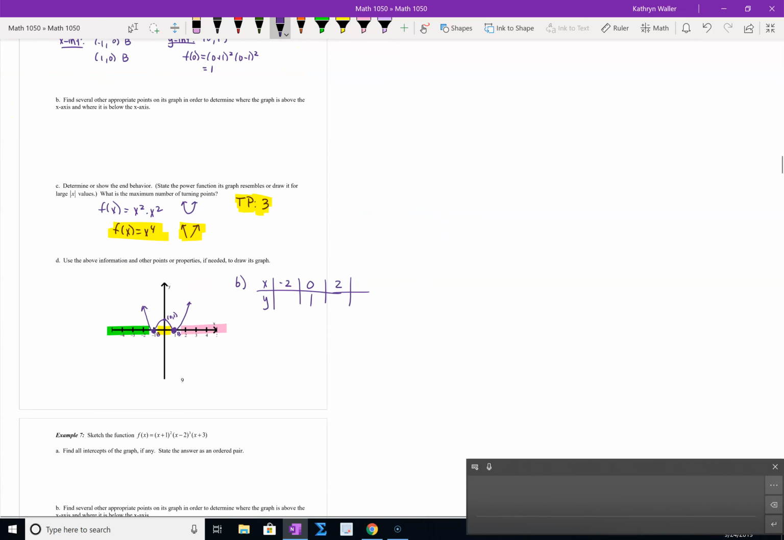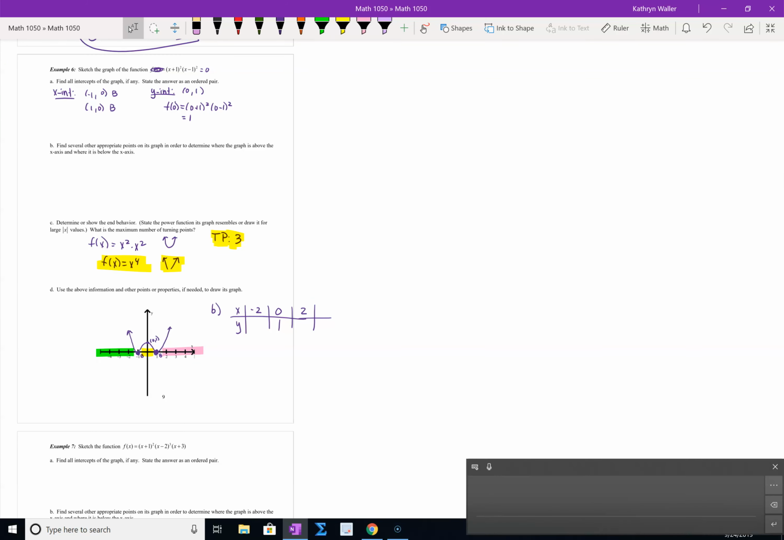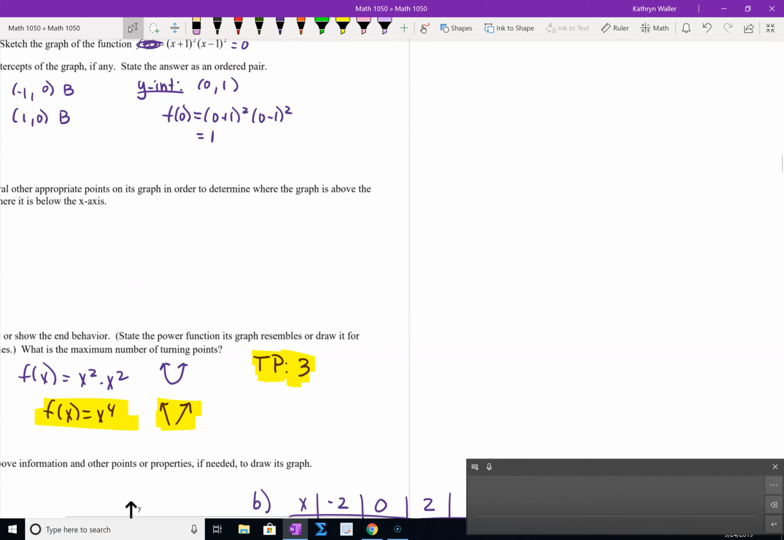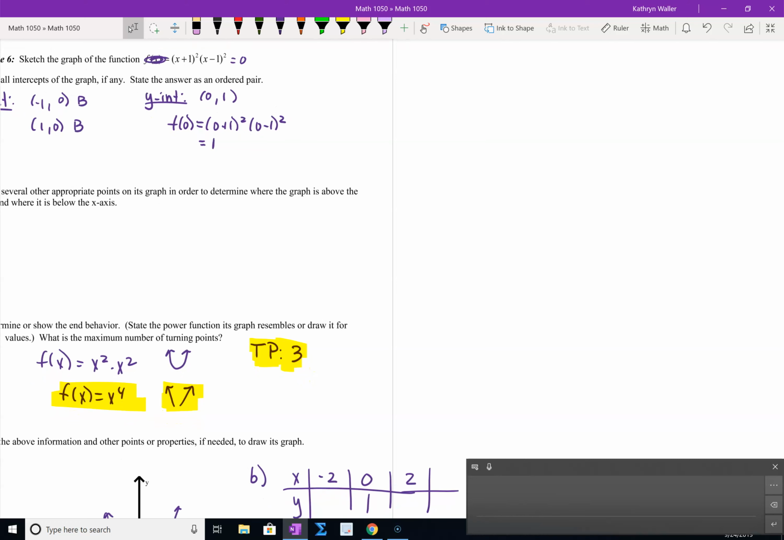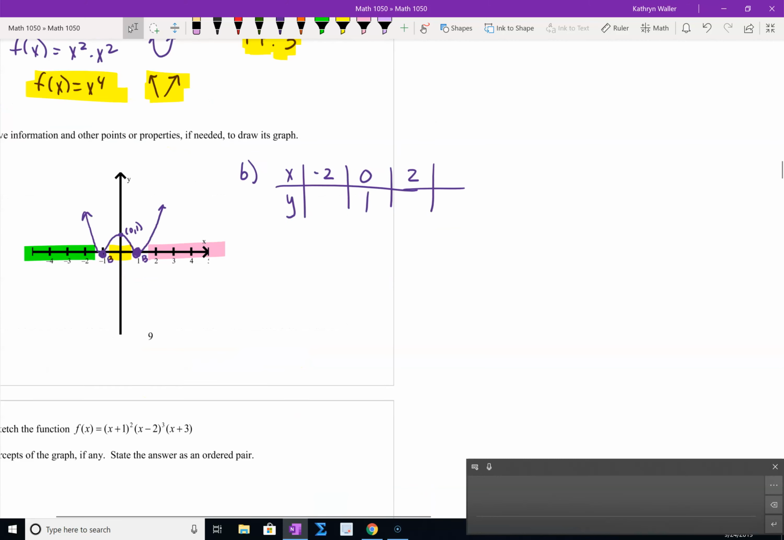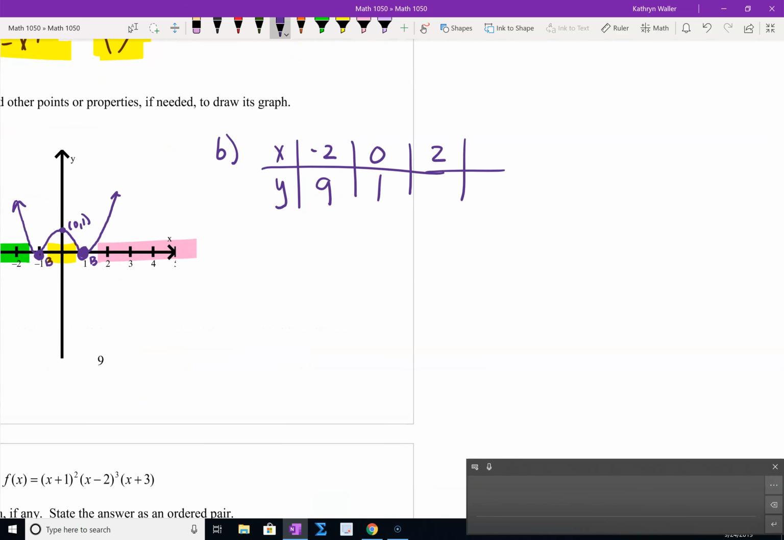Okay, now let's plug this into our calculator. So everybody go -2, store, enter, and then go parenthesis, x, enter, plus 1, close it off, squared. Parenthesis, x, enter, minus 1, close it off, squared, hit enter, and I got a 9. Now let's override that with a 2. So you go 2, store, enter, up, enter, I got a 9 as well.